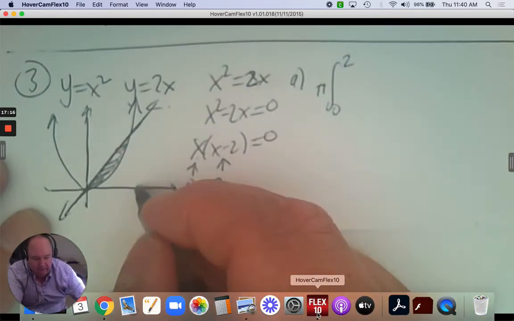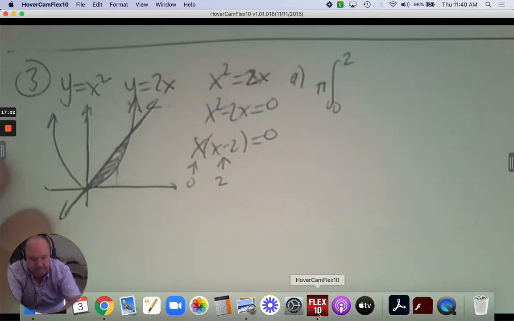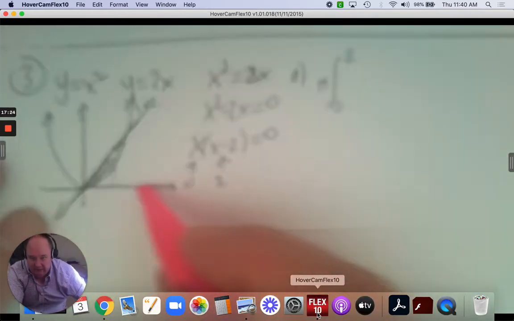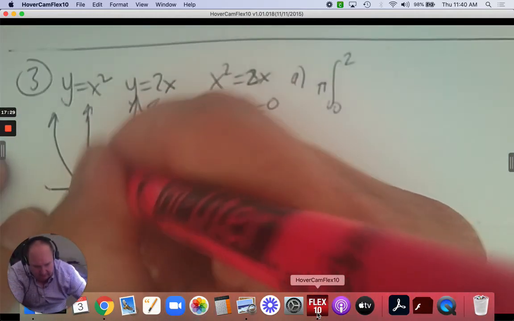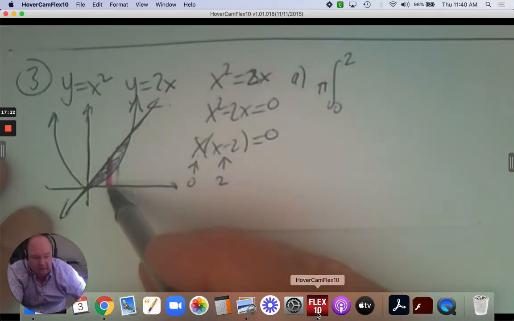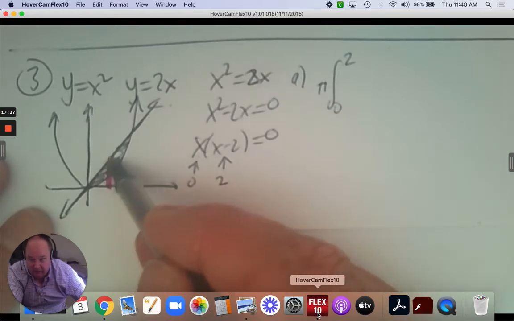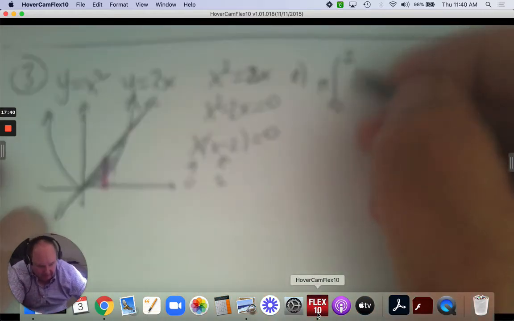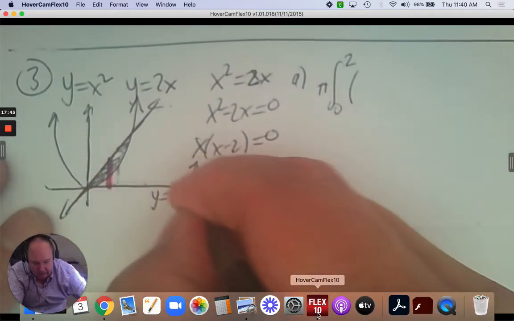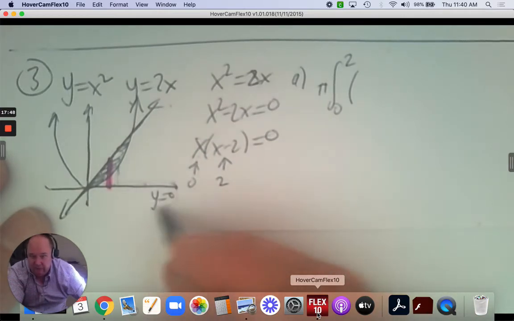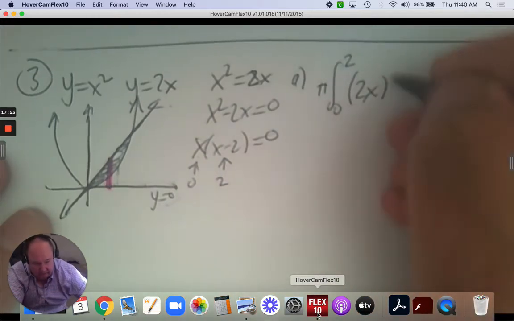Because there's a space, so I'm revolving this around the x-axis, there's a space here between the area and the axes. I need to draw the radii in. So the first radii, the big one, starts at the line of rotation through the area to the top. So the big radius will be top, subtract bottom. Now our bottom is 0. That's the axis that we're revolving around. So it's 2x subtract 0, which is just 2x.